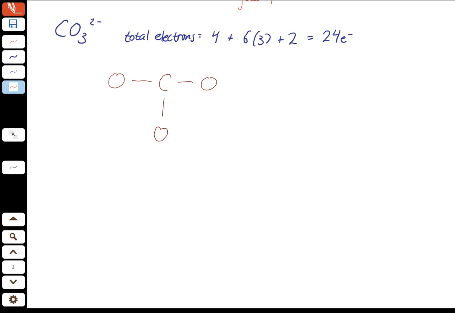24 electrons, we've used 6, so we've got to get 18 more in there. So that's 6, 7, 8, 9, 10, 11, 12, 13, 14, 15, 16, 17, 18, 19, 20, 21, 22, 23, 24. So that's all my electrons. And what do you see? Carbon only has 6 electrons. So carbon doesn't have an octet here. This is not a good situation for carbon.